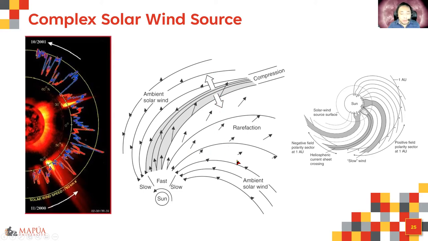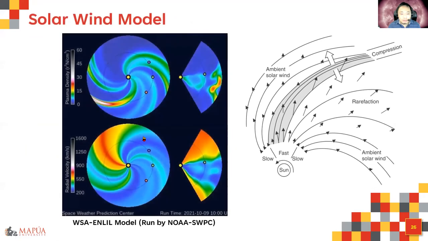Okay, so I hope you can imagine that, and that is why we can actually observe models like this. This is an example of a two-dimensional solar wind model. This is in the ecliptic plane. This is the Earth's orbit. This green dot is the Earth's position. This is the north-south direction, the latitudinal plane. So this is north and this is south.